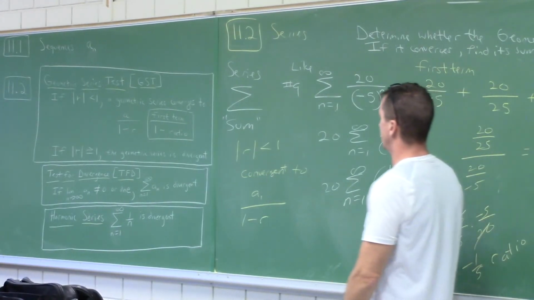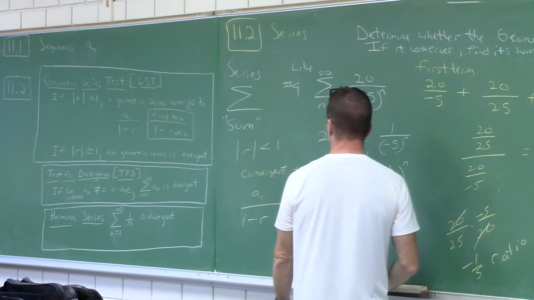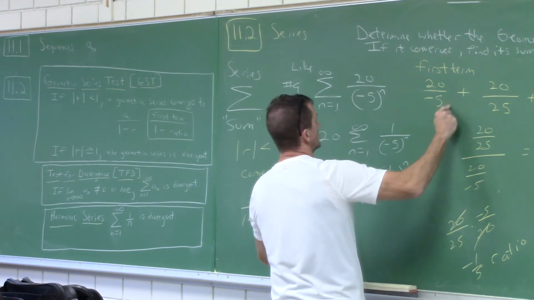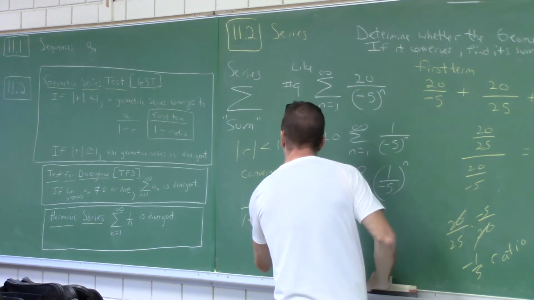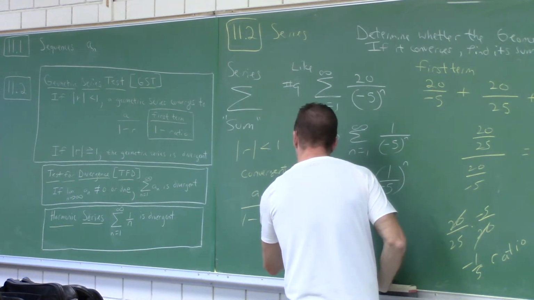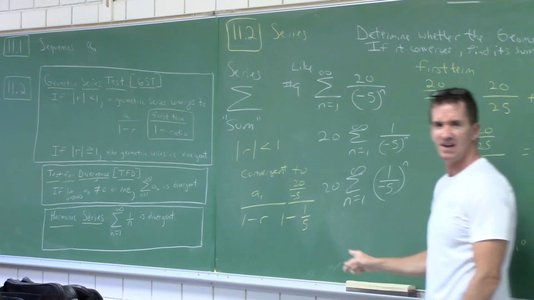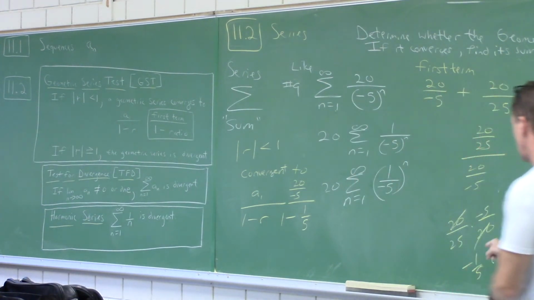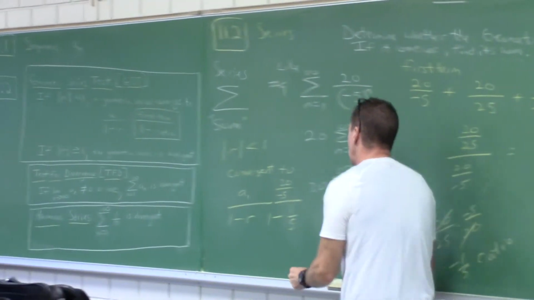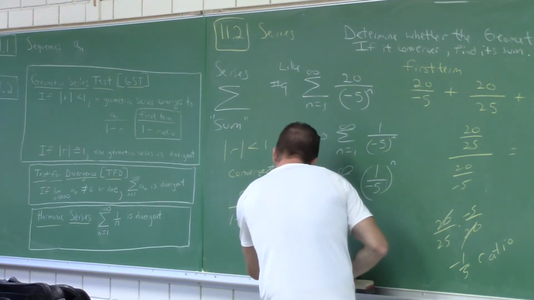Okay, let's find the sum. It's convergent to, first number is 20 over negative 5, and 1 minus, find my error, everyone. I hate that on a test. Anybody catch it? It's so slow. The ratio was not 1/5, the ratio was negative 1/5, so I'm going to do 1 minus negative 1/5.